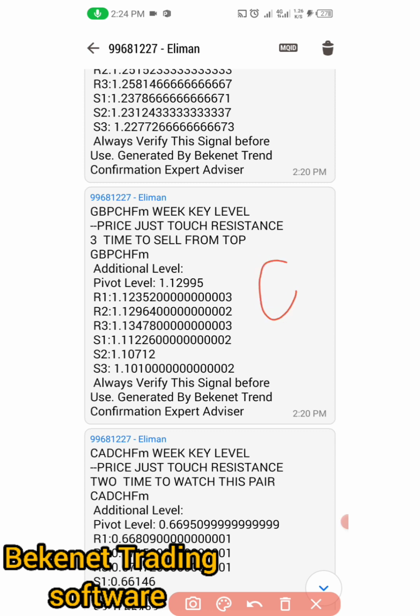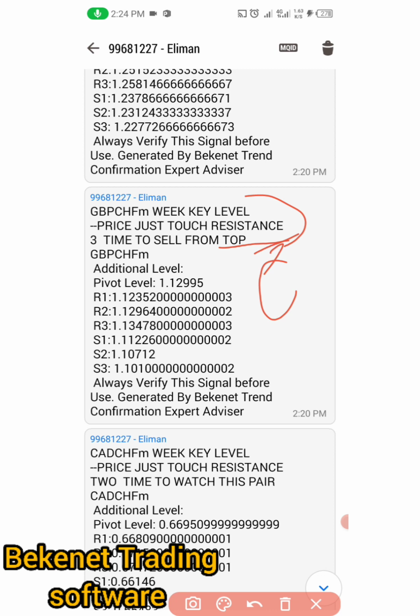Okay, as you can see, it wrote that GBP/CHF key levels price just touched resistance 3, and resistance 3 is the highest level that the system generates. You understand? And it told me it's time to sell from the top. That's why when you see most of my trades, it's always coming from the top or coming from the bottom. You understand? So that's just it.